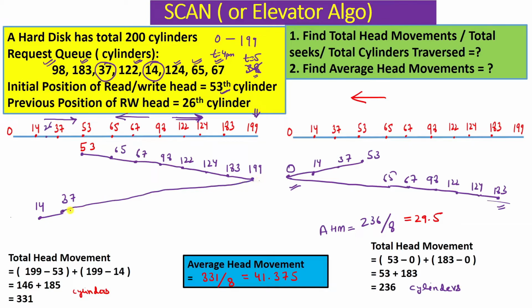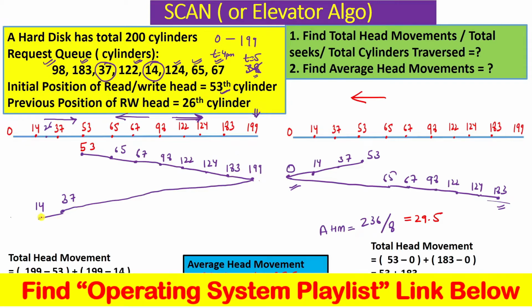Then we service the pending requests. The leftover requests were 37 and 14, so we completed 37 and 14, and then we stop there. We will not go to 0. So we found the total head movement as 331, and the average was this one.